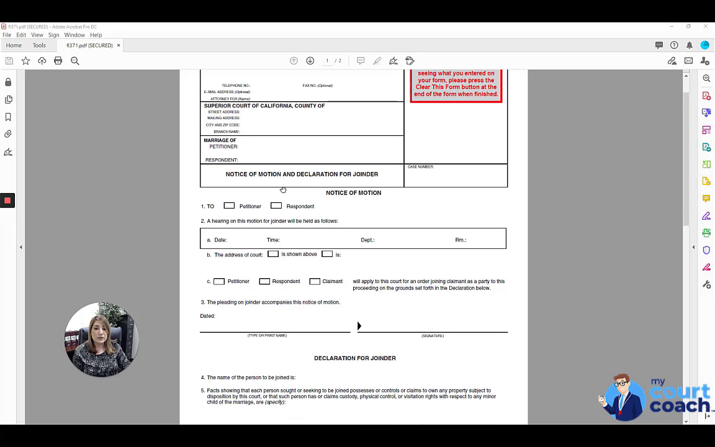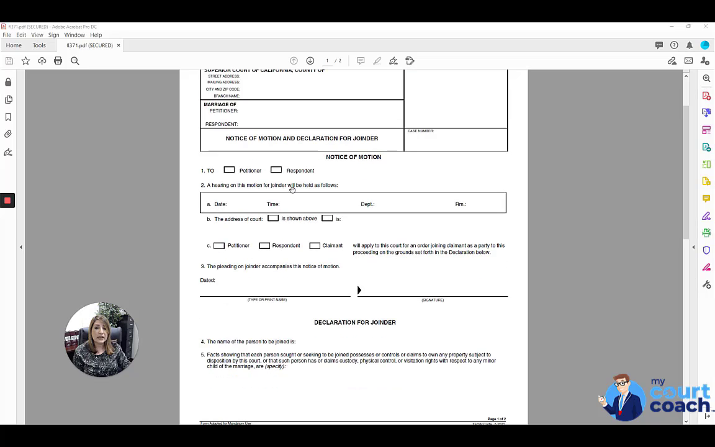So to start off with, you want to identify the opposing party. So mark the box that identifies the opposing party. And then below that, you can see there's a box for a hearing date to be listed. If you are in a county where you can call up the court clerk and they will give you a date and time over the phone for a hearing date, go ahead and list that in here along with the department number. If you are in a county where you have to get it provided to you when you file the paperwork, then leave it blank for now. And when you go to file this paperwork at the courthouse, the court clerk will fill that in for you.